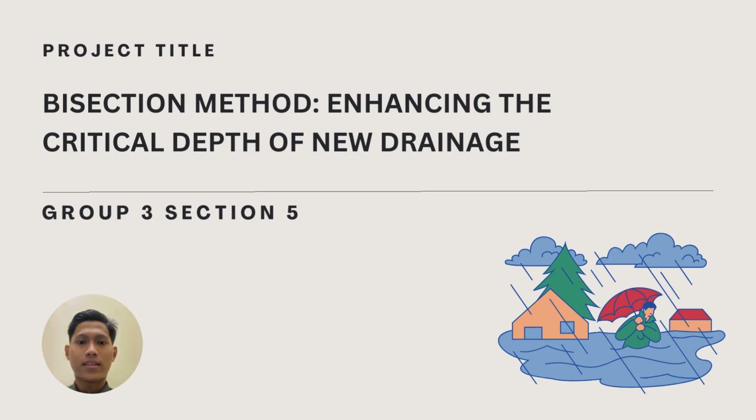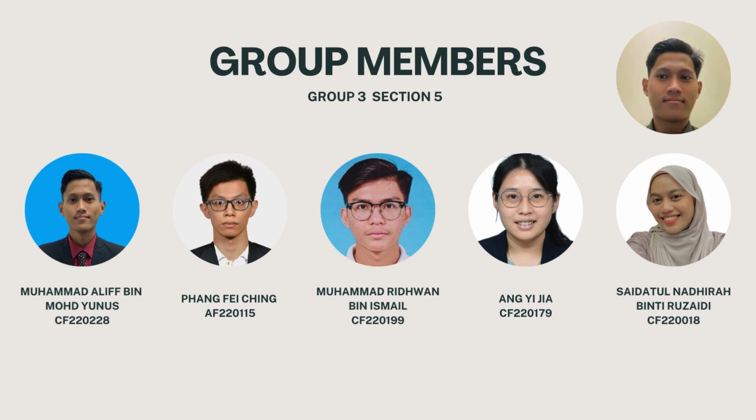Project title Group 3, Section 5 is Bisection Method, Enhancing the Critical Depth of New Drainage. For our group members: Muhammad Alif Muhammad Yunus CF220228, Pang Fei Ching AF220115, Muhammad Ridwan bin Ismail CF220199, Ang Yijia CF220179, and Saidatul Nadirah binti Ruzaidi CF220018.